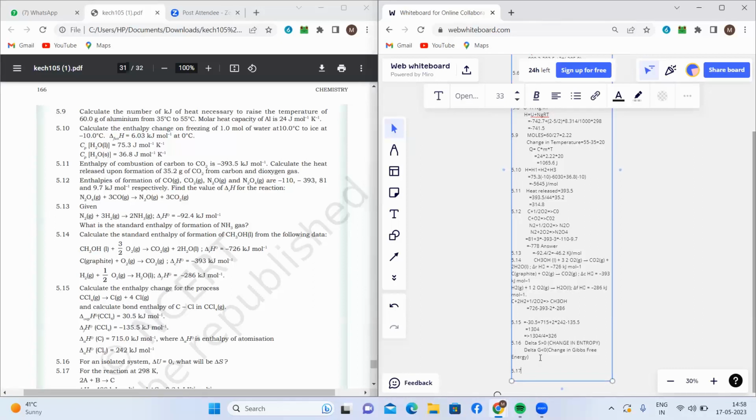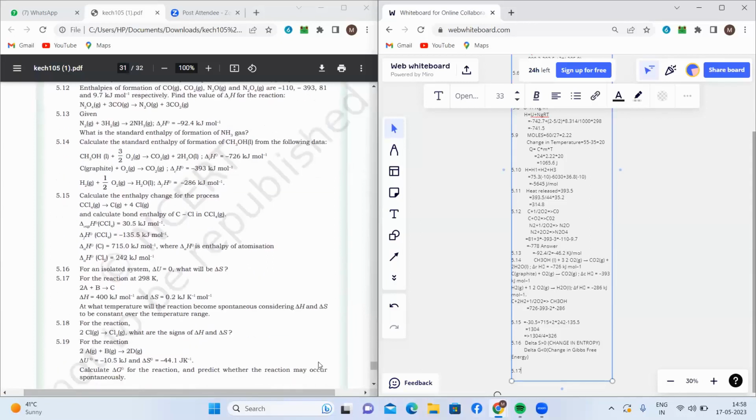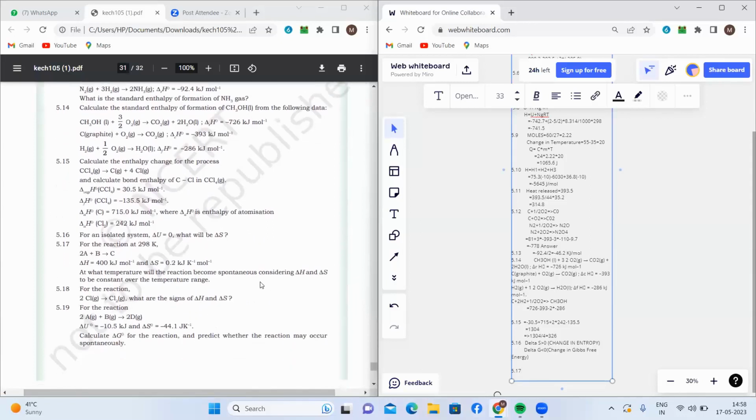5.17। इसमें क्या बोला है अपने को, इसमें बोला है कि कोई रिएक्शन है 298 केल्विन पे जो अपने को दी हुई है 2A + B gives out C, उसका ΔH दिया हुआ है, ΔS दिया हुआ है, स्पॉन्टेनियस कब होगी वही निकालना है, तो ये बेसिकली वही फॉर्मूला बेस्ड क्वेश्चन है, फॉर्मूला एंड देन कैलकुलेटेड। सो वी नो द फॉर्मूला इज G is equal to H minus T multiplied by S.